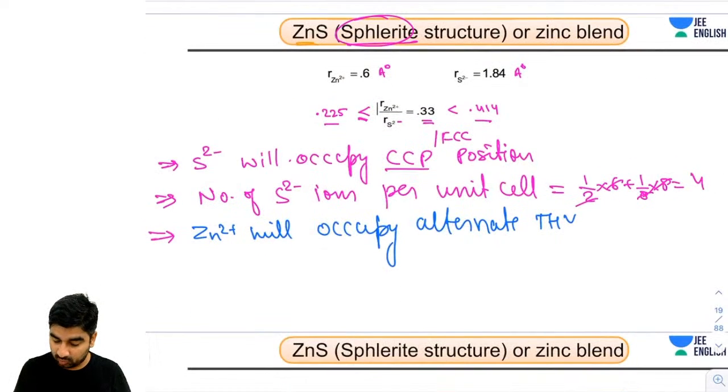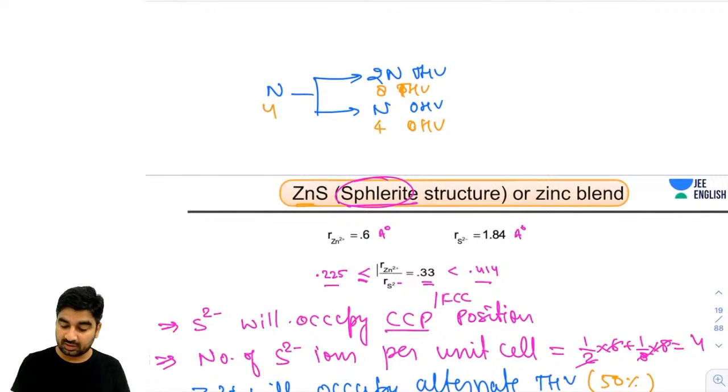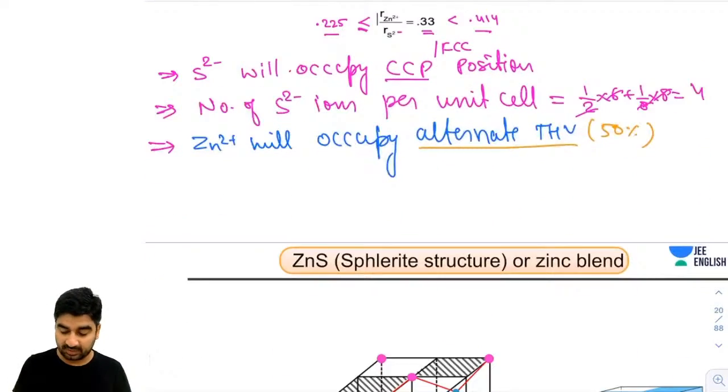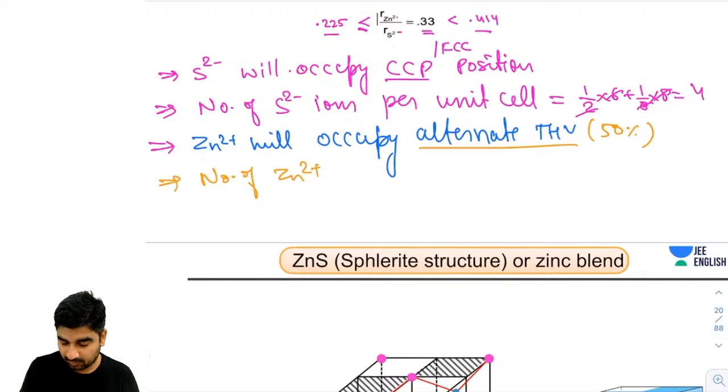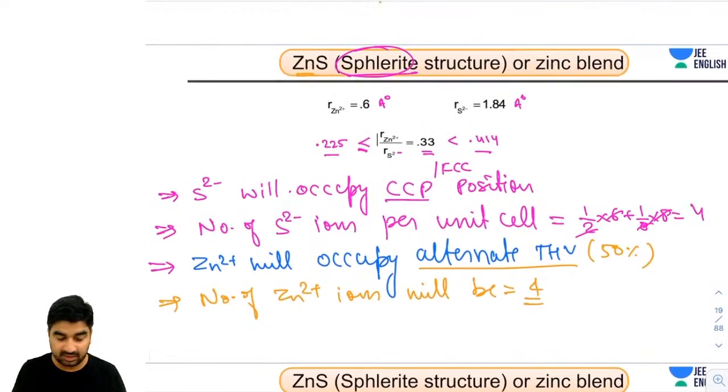Now if there are n atoms, then there will be 2n tetrahedral voids and n octahedral voids, right guys? So here we have 4 in FCC, so there will be 8 tetrahedral voids and 4 octahedral voids. Now it says it will occupy alternately, 50%. Alternately means one after another. It will leave one and then occupy another. So there are 8 tetrahedral voids, so it would occupy 4. So the number of Zn2 plus ions will be 4. And where is the Zn2 plus ion moving, guys?